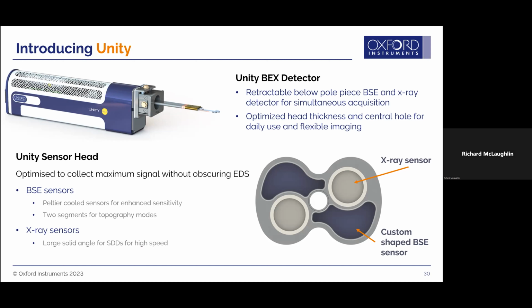And the X-ray sensors are large, and because you have two sensors, each sensor is going to have its own digital pulse processor. Essentially, it's going to have its own pipeline, so you can have a very high throughput. You don't have that kind of limitation of having just one digital pulse processor.